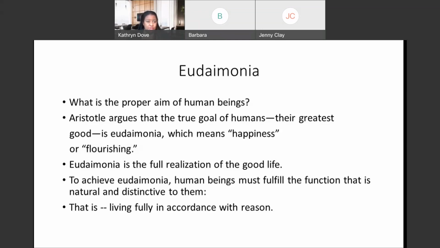And that conclusion always struck me as odd, because here he is talking about happiness and flourishing, and then he says, but ultimately, the only way we can achieve eudaimonia is to live fully in accordance with reason. And then I thought about that more. He is a philosopher. And what does he mean by reason?